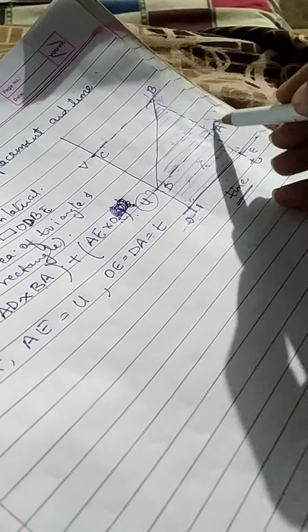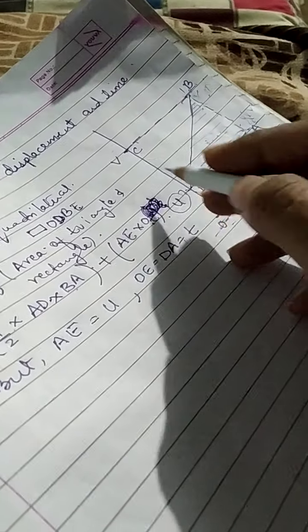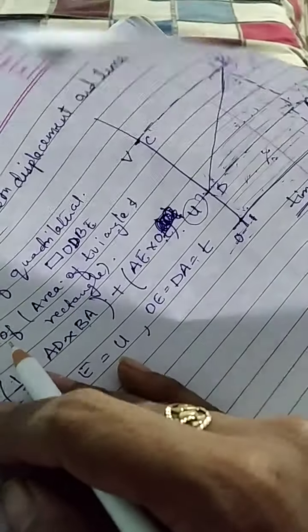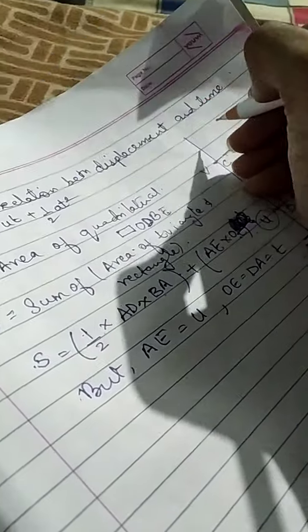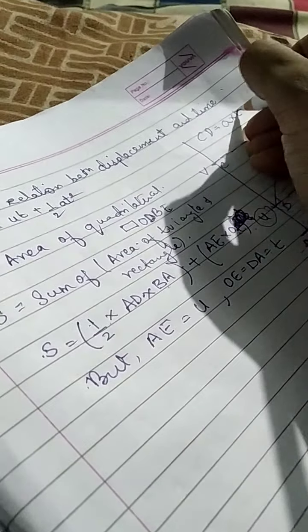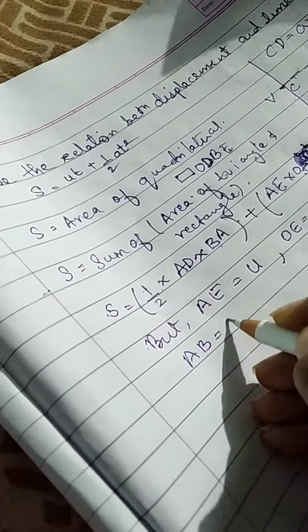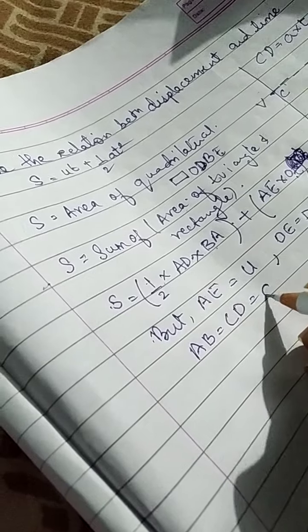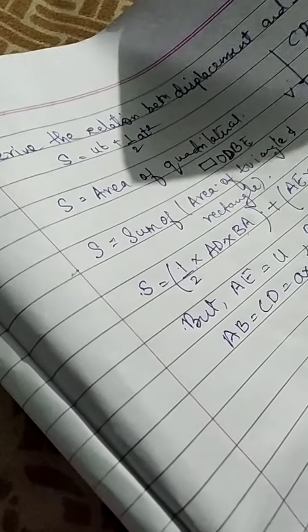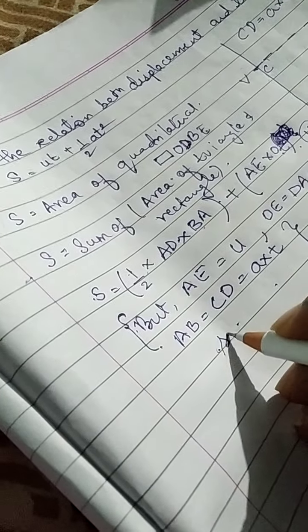Whereas AB, what is AB? AB is equal to CD, and in our previous equation we have seen that CD is equal to A into T. So we can write it like this: AB is equal to CD is equal to A into T. We are going to substitute the value.